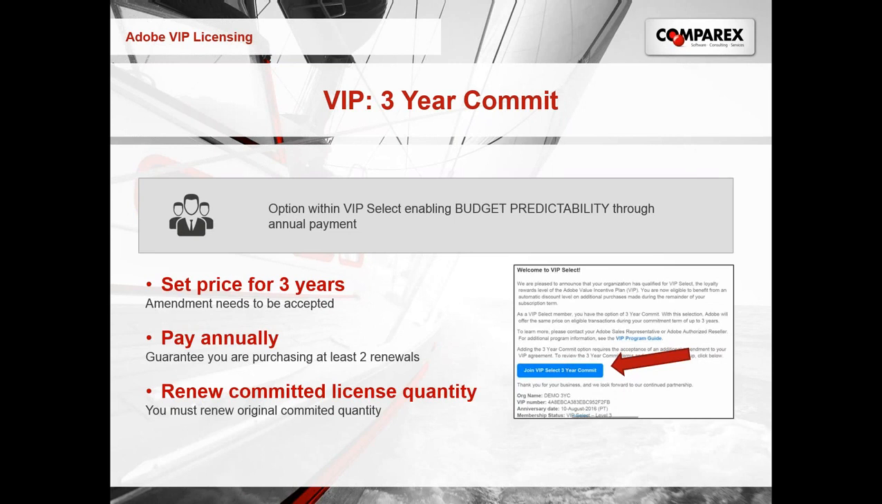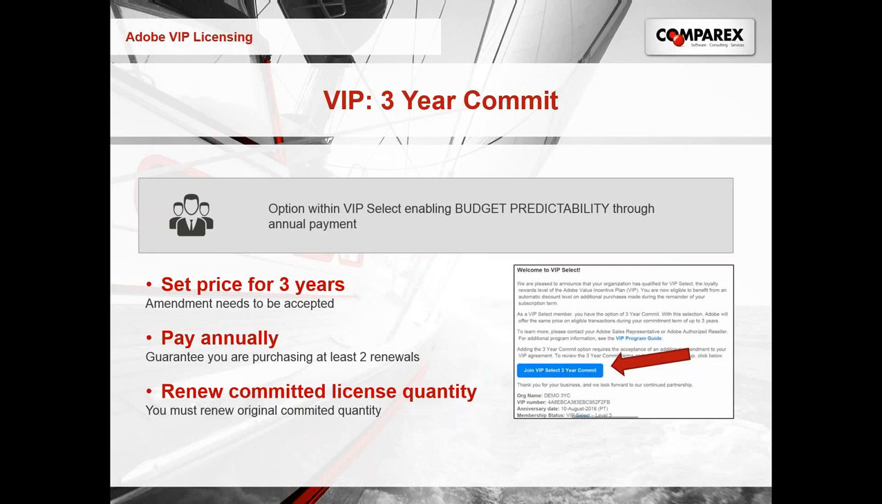Here you can see the benefit and rules again, and the email from Adobe. If you press the blue button in the email from Adobe, then you'll join the 3-year commitment. This email will be sent to you when you qualify with 10, 50, or 100 licenses. Here it's called level 12, 13, and 14, but it's the same license quantity as level 2, 3, and 4 on the basic 1-year VIP subscription.